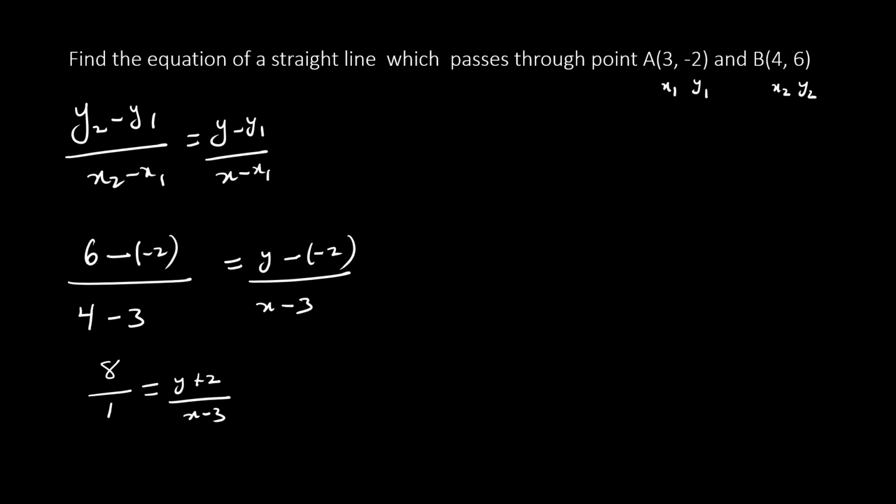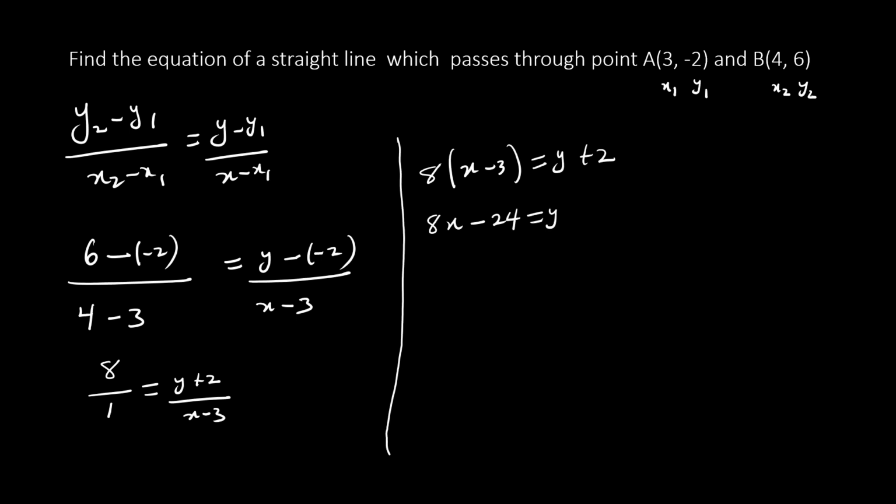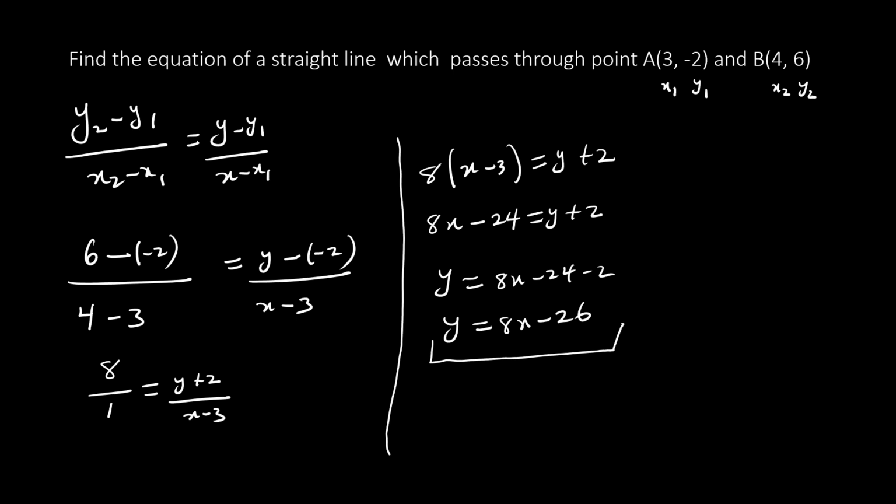Let me draw a line here. To finish this up, we have 8(x - 3) = y + 2. We now have 8x - 24 = y + 2. Collecting the like terms, we have y = 8x - 24 - 2, and we have y = 8x - 26. And this is the equation of the straight line. y = 8x - 26.